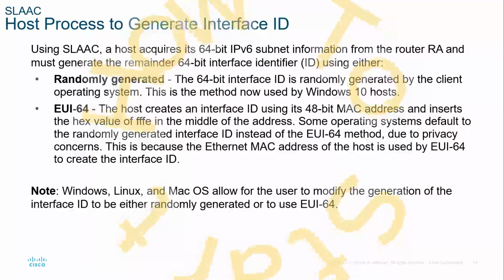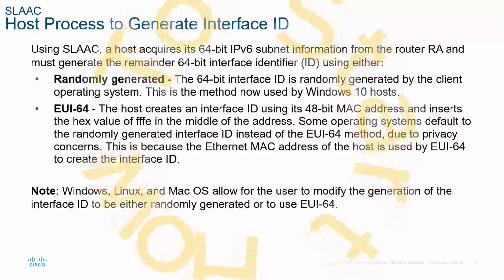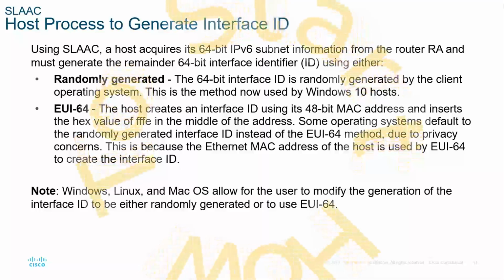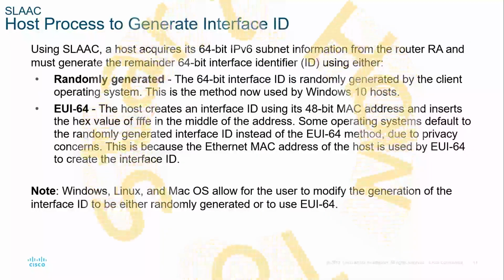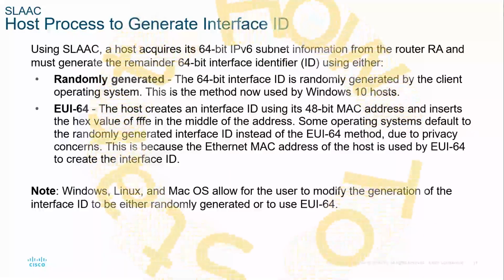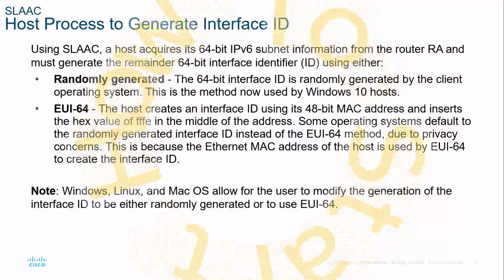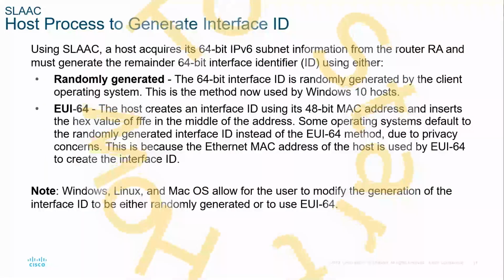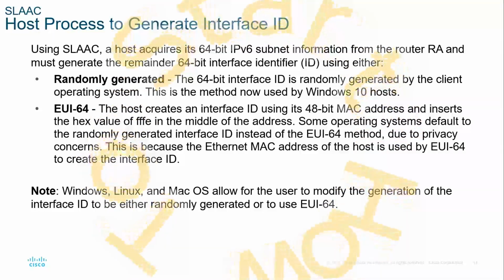There were concerns with privacy, basically because the Ethernet MAC address of the host is used by the EUI-64 to create that interface ID. So there are some weird oddities with the EUI-64 because it uses a physical address. Windows, Linux, and Mac allow the user to modify the generation of the interface ID, either to create it randomly or to use the EUI-64.